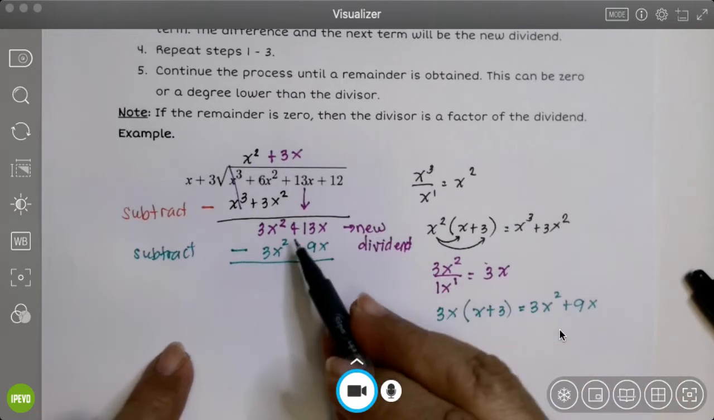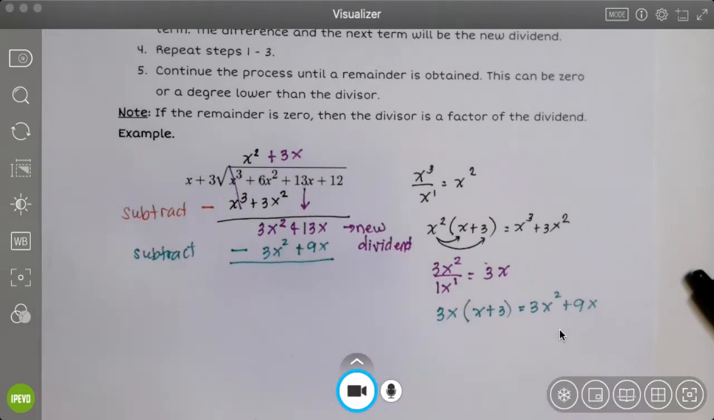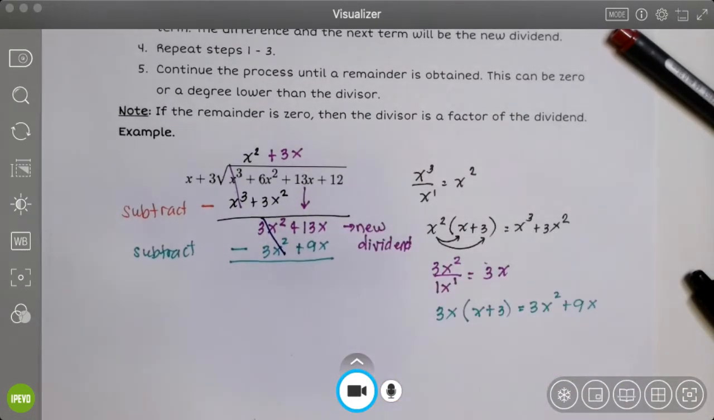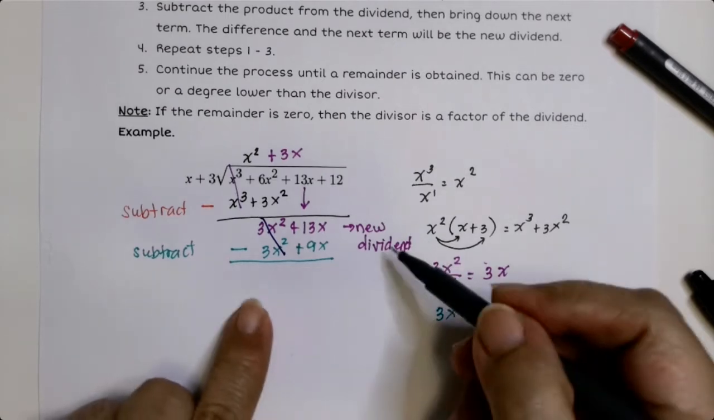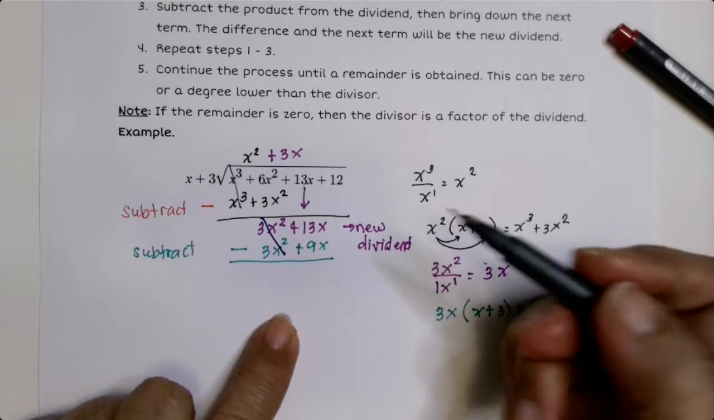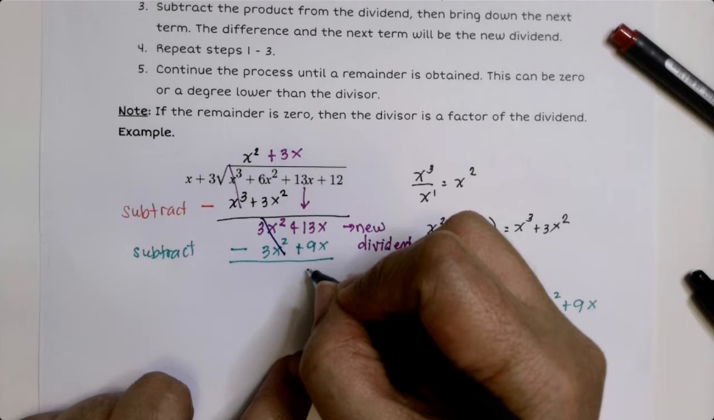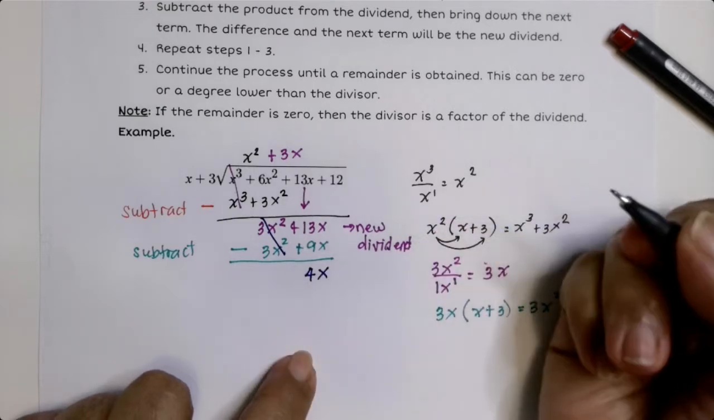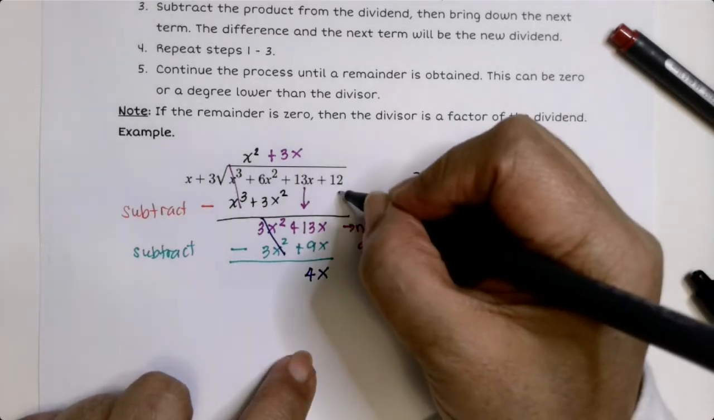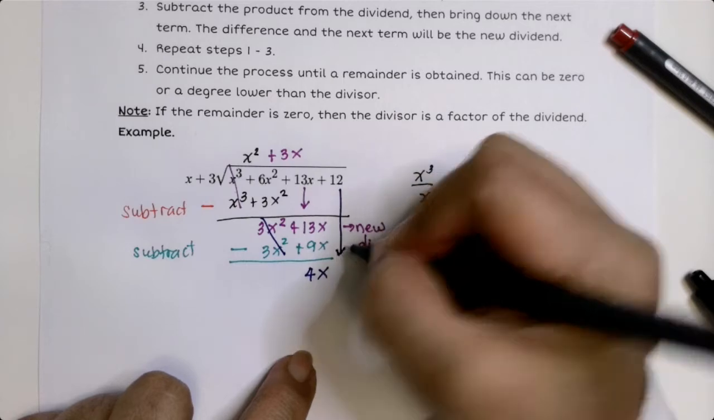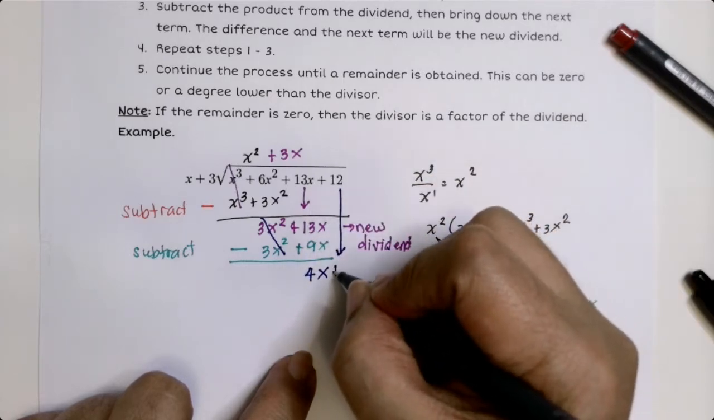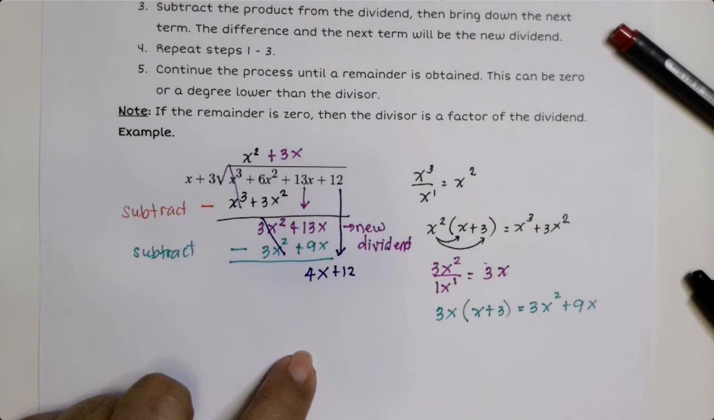So 3x squared minus 3x squared, it totally cancels out. Becomes 0. And then 13x minus 9x. 13 minus 9 is 4. So that's 4x. And then we'll bring down the next term, which is positive 12. So 4x plus 12 becomes our new dividend.